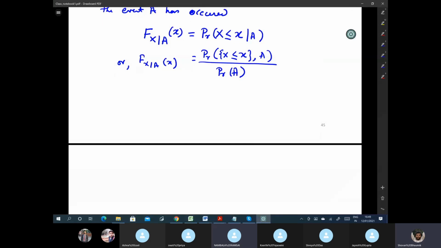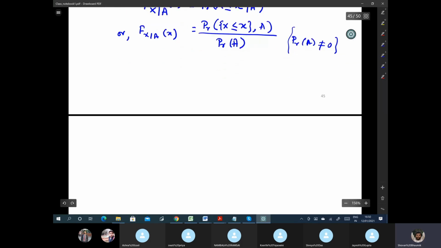Okay, fine. Now if this is the definition, here is one thing I did not say but I should say. It is obvious that the probability of event A must not be 0. Otherwise we cannot make it. If it is 0, we cannot make it. Division by 0 is not possible. That is the thing.